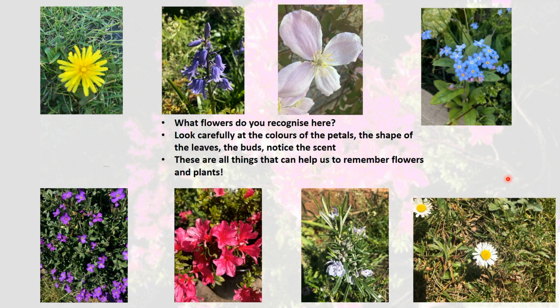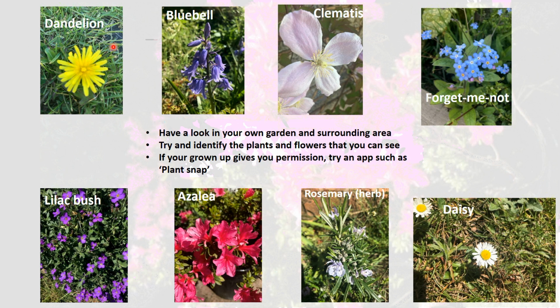Okay, let's have a look. We've got a dandelion, a bluebell, clematis, forget-me-not, which is actually my favourite flower. It's beautiful. Little daisy, some rosemary, which is a herb, which is starting to have some little flowers on, an azalea, and a lilac bush as well.